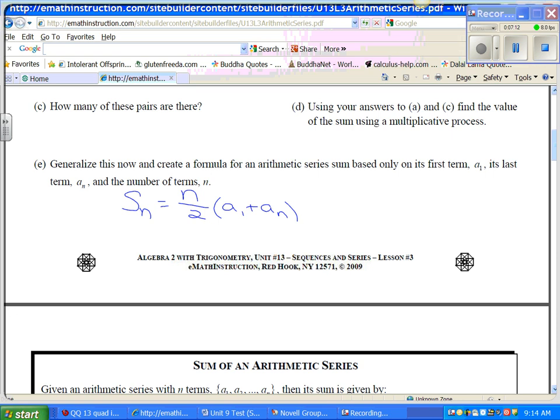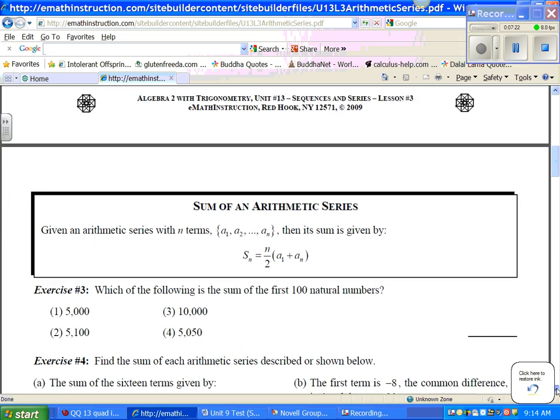Are we talking about geometric or arithmetic? Yep. Okay. So now let's learn how to use it. Ready?